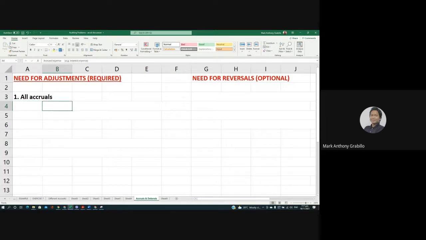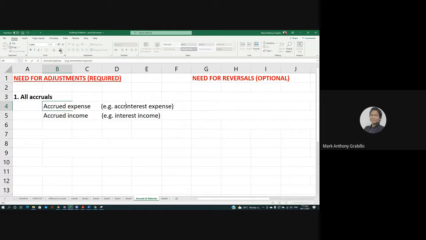We have accrued expense. One example is interest expense. Another one is accrued income. One example is interest income. So, accrued interest expense and then accrued interest income. So, all accruals need adjustment.